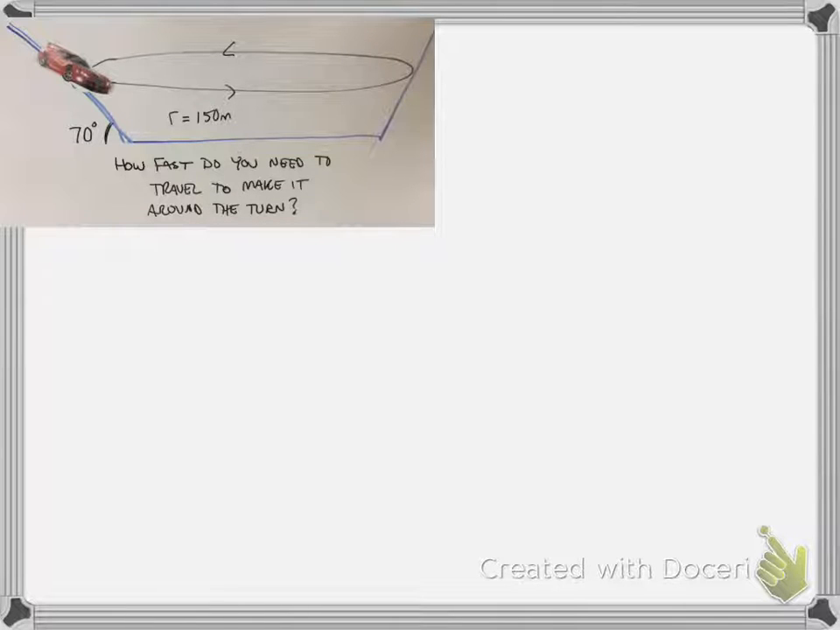Alright, so here's our bank turn homework problem. And where do we start? So we start with sum of the forces equals ma. And what is acceleration as this car goes around in a circle? And we use sum of the forces equals mv squared over r.